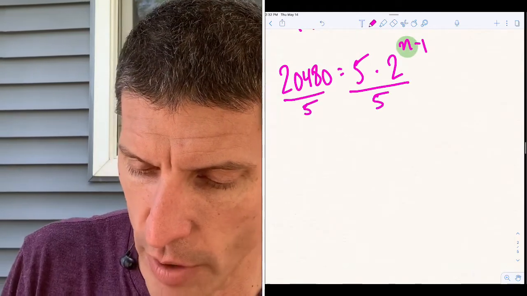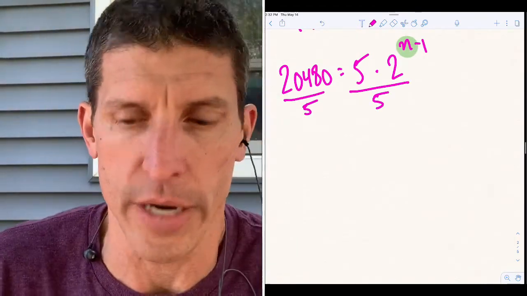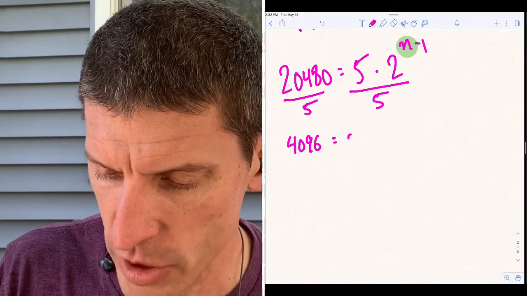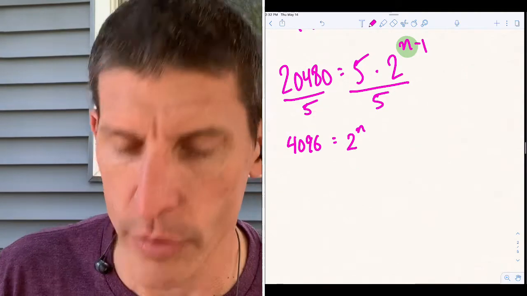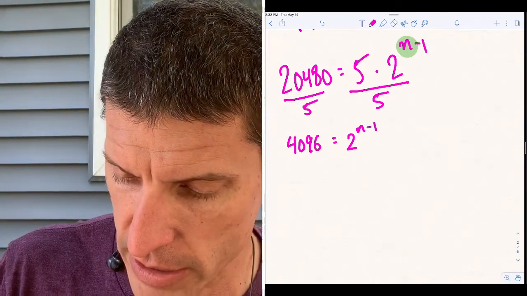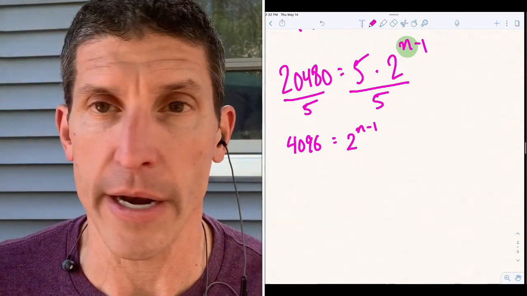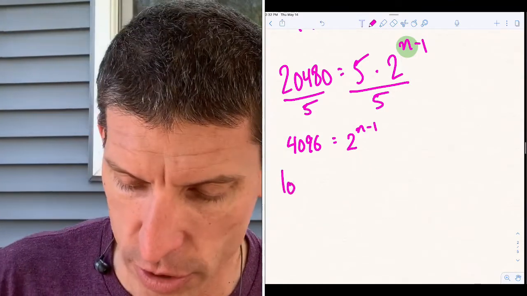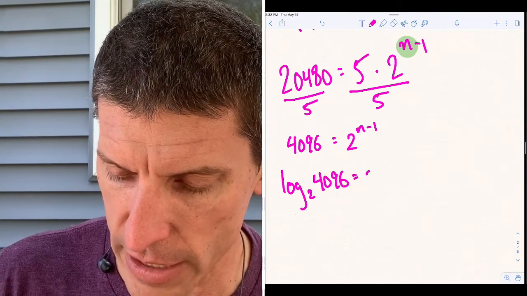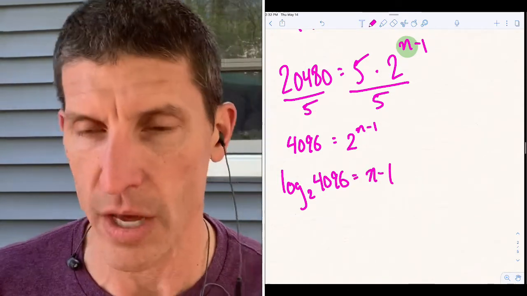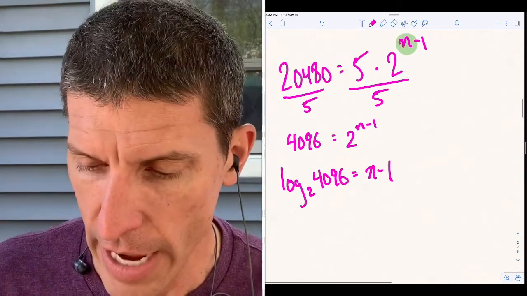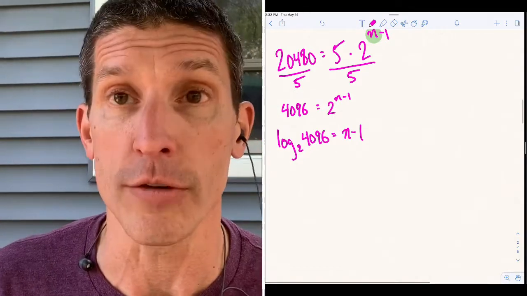A couple things I know how to do from pre-algebra. I could divide both sides by 5, and I've done this problem so many times at this point. I know that 20,480 divided by 5 is 4,096. That's a cool little fact. I also know that I have no idea what n is, but I do know logarithms. And I can write log base 2 of 4,096 is n minus 1. We're going to review logarithms as we go. You might want to just take my word on it for now, and hopefully that looks like something you've seen.